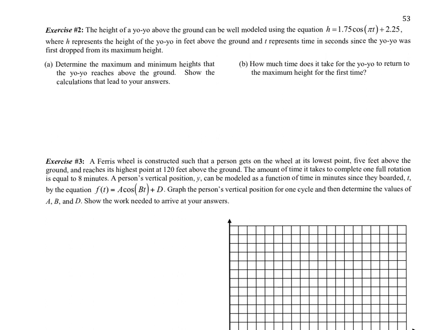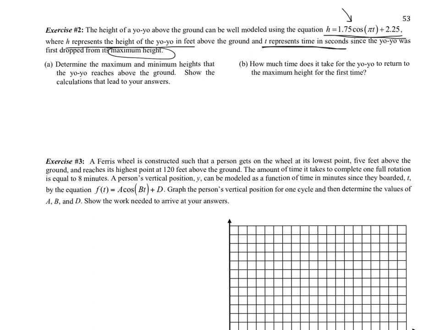So our next problem says the height of a yo-yo above the ground can be well modeled using this equation. So if you think about the yo-yo, basically they go down and up over time. It kind of goes faster and then slows down when it gets to the bottom and so on. So you can think of it kind of as a sine or cosine curve when you're relating the height of it to time. So h represents the height of the yo-yo in feet, and t represents the time in seconds since the yo-yo was first dropped from its maximum height. So since we're starting this from the maximum, it makes sense we're using positive cosine over here.